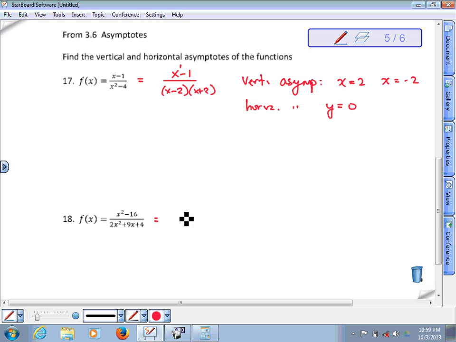Now, in this problem, we have to factor. This is difference of squares, x minus 4 times x plus 4. Here in the denominator, this is going to factor to a 2x and an x.